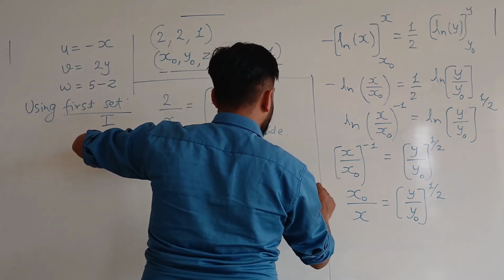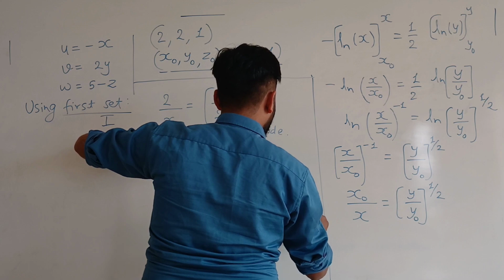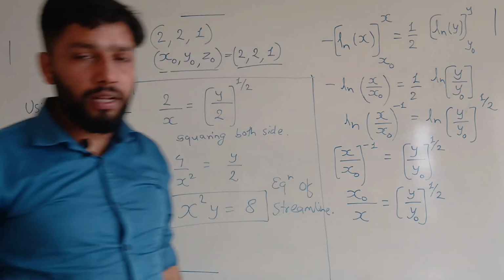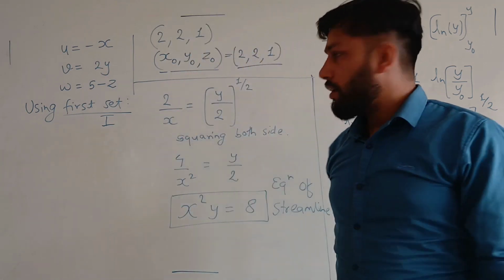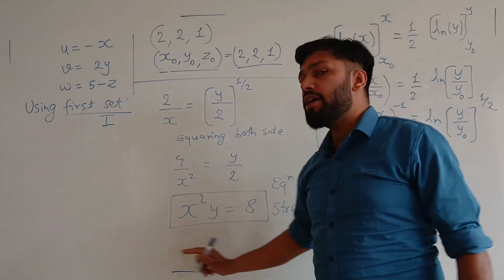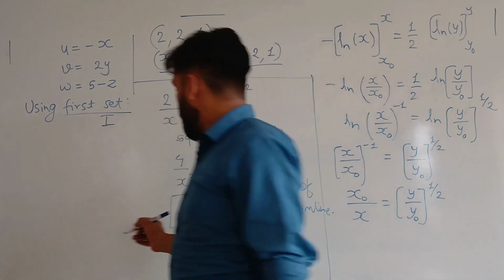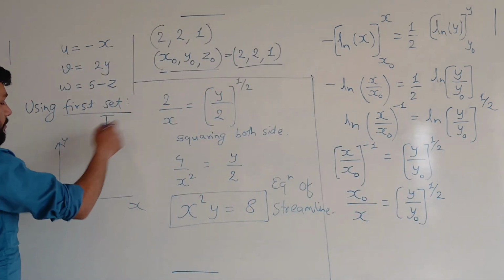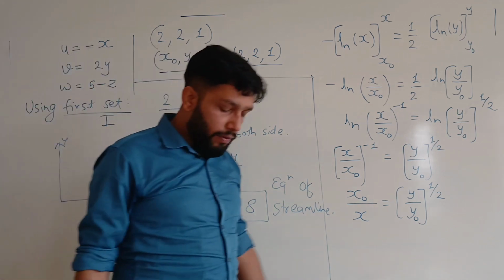This is our required equation of streamline. You can find the equation of the streamline like this. This is in terms of x and y. You can also plot this on a graph like this. This is x, this is y. You can plot it to get the required streamline.